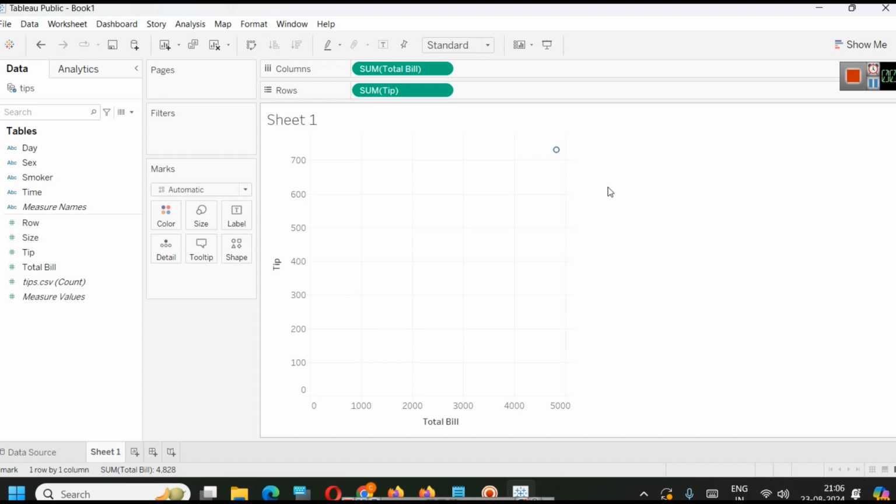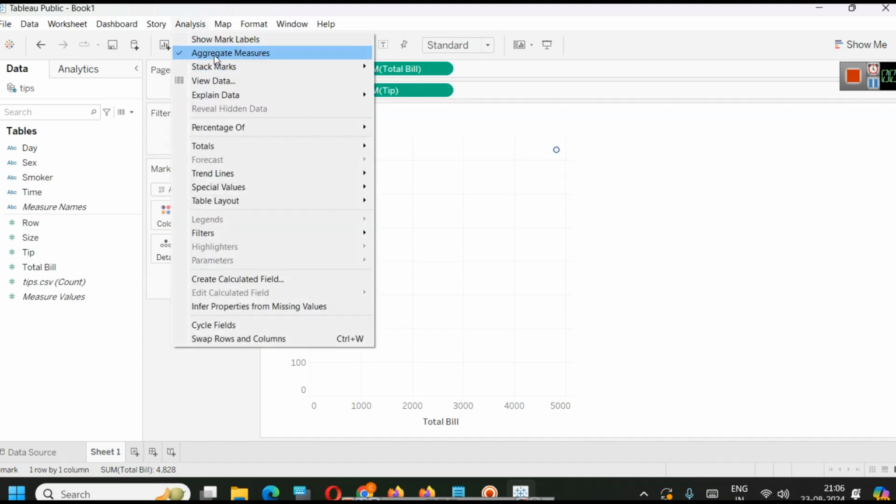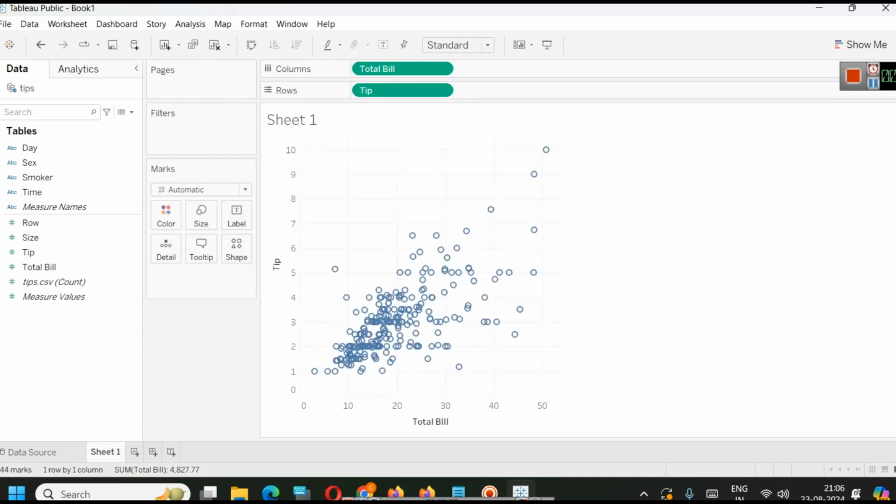But with this we cannot tell whether, by increasing total bill, the tip goes up or goes down. So in such cases, just go to Analysis and turn off Aggregate Measures. When you turn off aggregate measures, now you don't see sum or average or anything anymore. Can you see it?